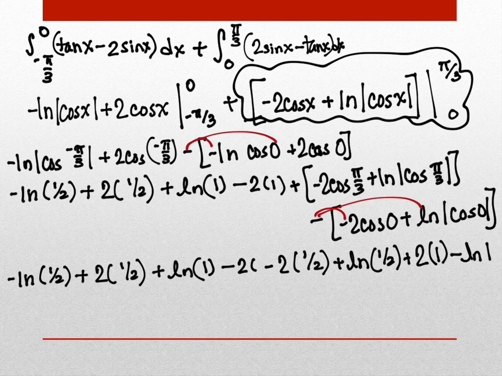What's the natural log of 1? 0. Wonderful news. Let's at least cancel that out. It would have canceled out either way because there's a positive one here and a negative one here, but they're 0 anyway. We've got some 1s coming out of this too, correct? So let's see, I've got negative natural log of 1/2 plus 2 times 1/2, which is 1.